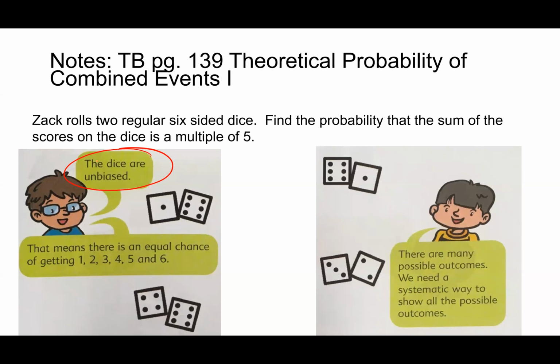Could the dice ever be biased? Could that happen? Sure, the dice could be weighted, perhaps, or maybe you have a trick die with like two sides that are 2s or something like that. But yeah, I don't know. Okay, so Zach says there are many possible outcomes and we need a systematic way to show all the outcomes.